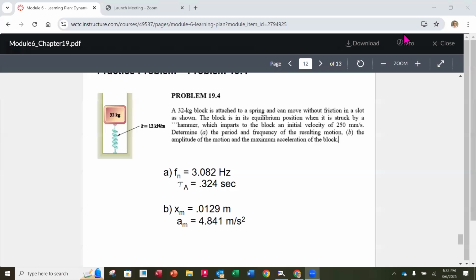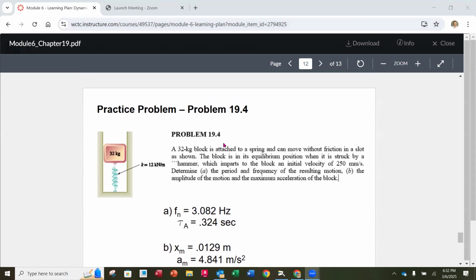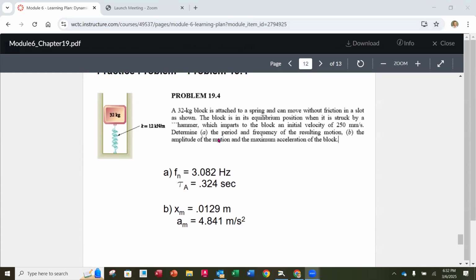Okay, so our next practice problem is going to be problem 19.4. This is in the problem section, found on page 1362, but I did make a copy here of the problem statement.